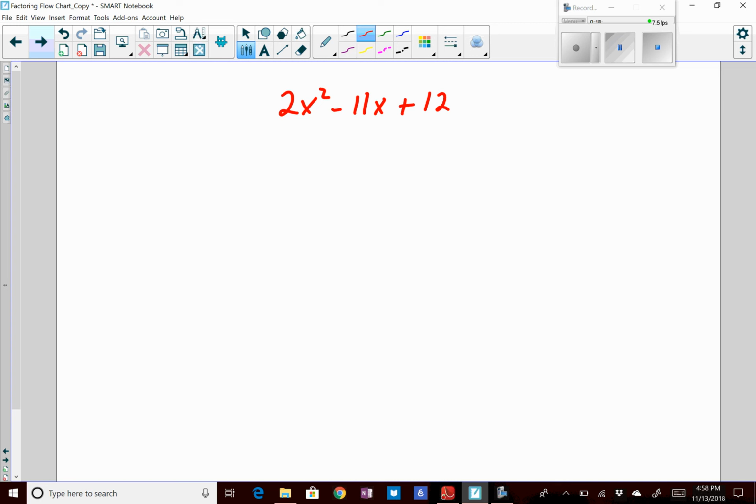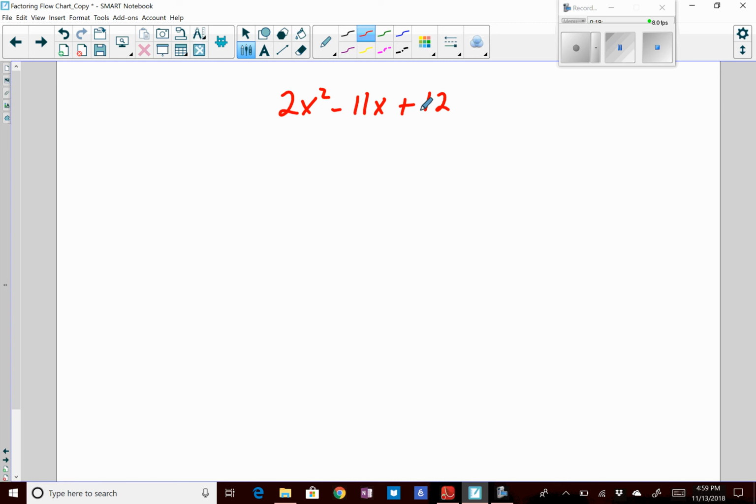Okay, again, looking to see if we could take out a GCF, nothing will work here. The negative 11 kind of messes that up. So no other GCF other than 1 in this case. We see it's a trinomial, so we look to see, is it a perfect square trinomial? And well, the 2 is not a perfect square, the 12 is not a perfect square, so we can rule out that it's a perfect square trinomial.